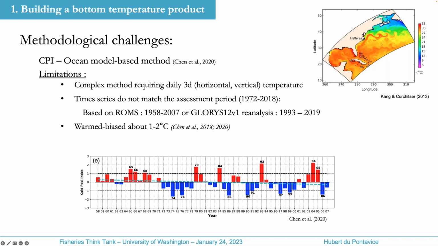between 1958 to 2007. So yeah, and as I mentioned before, the index can also be calculated using other ocean models, but there is no ocean model on the northeast coast matching the assessment period. And lastly, but maybe more importantly, bottom temperature in ROMS, so the model that is used to calculate this index, is warm biased, especially during the cold pool season.